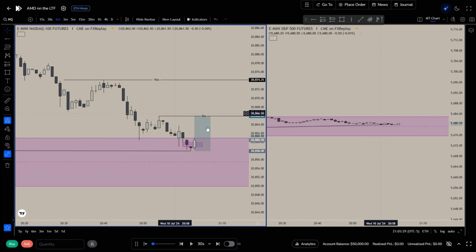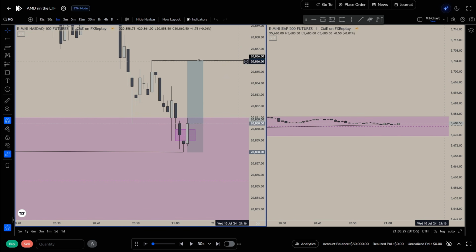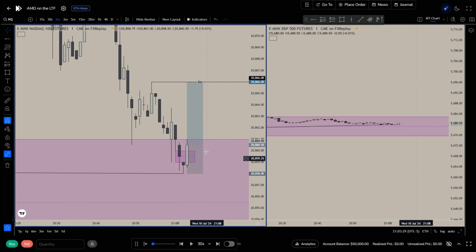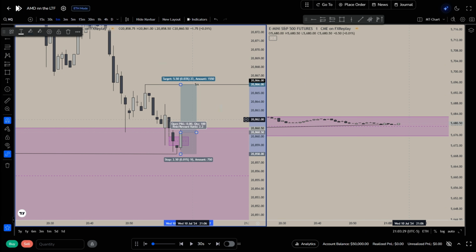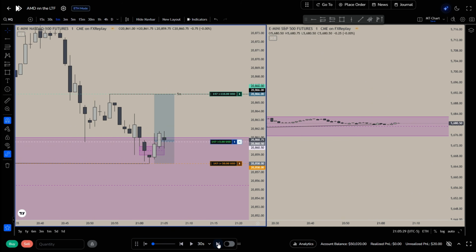So scaling down to the 1 minute to try to find our entry, we can see that we inversed this 1 minute fair value gap. So let's try this trade. And if I just skip a few candles ahead, we can see the problem.